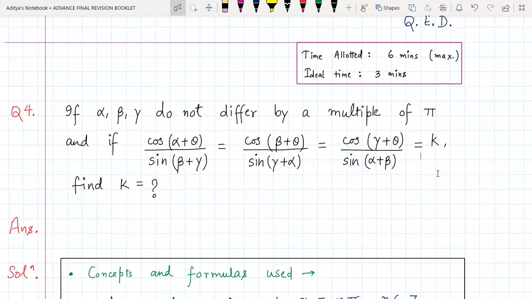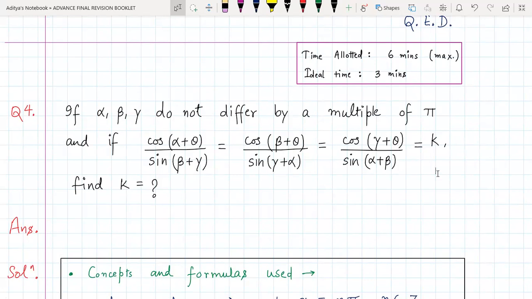So today we have a very interesting question from the house of trigonometry, in which we are being given that if alpha, beta, gamma do not differ by a multiple of pi, and if the following expressions are all equal to k, then we have to find the value of k. The maximum time allotted would be 6 minutes, and ideally you should try to do it within 3 minutes. So pause the video, give the question a try yourself, and then return to have a look at the solution. I hope you all have tried.